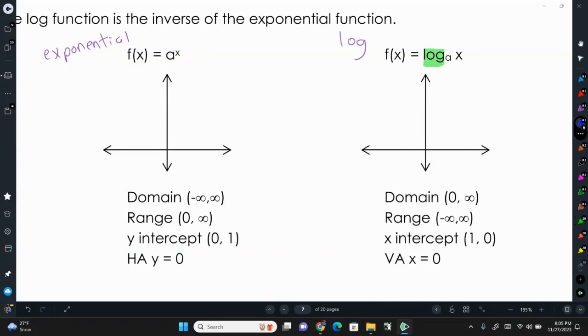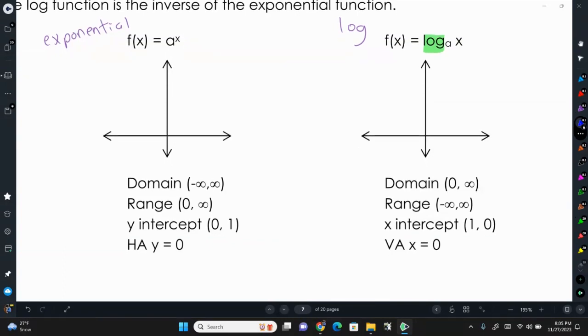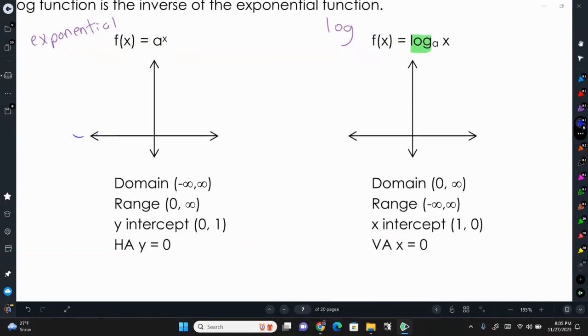Now, the basic exponential function has a horizontal asymptote at y equals 0. And remember, it had a y-intercept at (0, 1), and it grew quickly. And we have the domain negative infinity to infinity. The range was 0 to infinity. And like I said, the y-intercept was (0, 1).